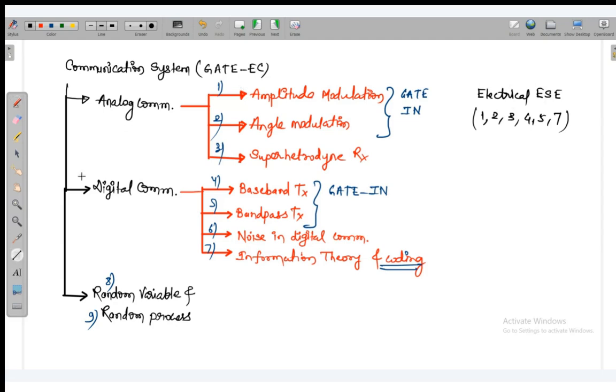So this is the complete syllabus, and the weightage of this subject for EC is around 10 to 12 marks. For IN, it covers around 4 to 5 marks. For electrical ESE we cannot comment, because ESE will have many questions, more than 10 questions from communication can be asked. So the marks distribution can be different. In terms of number of questions, it is around 10 questions or more. So this is the overall syllabus. Is it clear to everybody? Yes, Rashid? Sir, yes, clear, right? Okay, good.